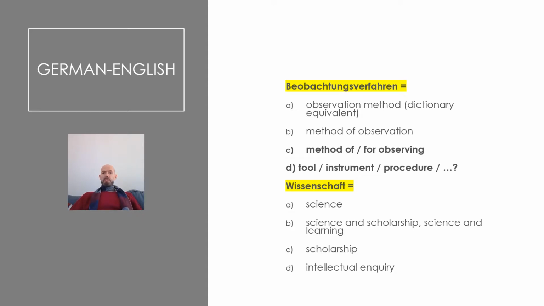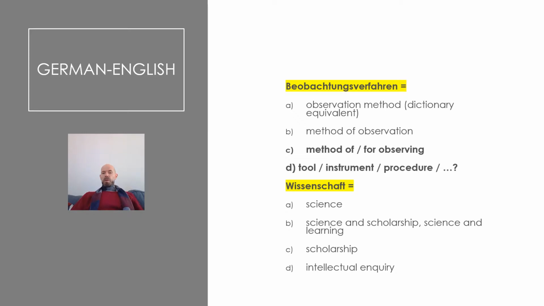What's difficult here? Well, we've already seen that we've usually got a number of choices, a number of theoretical choices at least. Beobachtungsverfahren can be translated as observation method, which is usually the kind of frozen dictionary equivalent that I've already been talking about, but not necessarily the one you'll need in a particular context. Method of observation, the of phrase variant, is also possible. Or an important variant here is using an ing phrase, a participle, but that never gets mentioned in dictionaries.